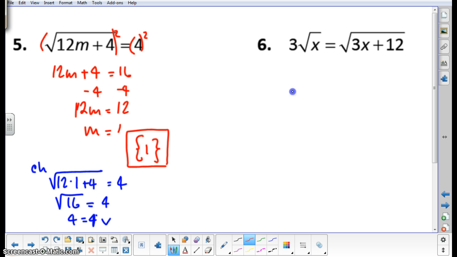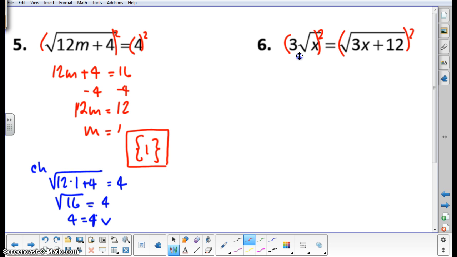Okay, let's go to this next one. Now this is an interesting one. This is a type that you haven't seen before, where we have a radical x on one side by itself, it just has a coefficient, and a radical on the other side. And it's also by itself. So we want to leave those two on either side, and we're just going to square those.